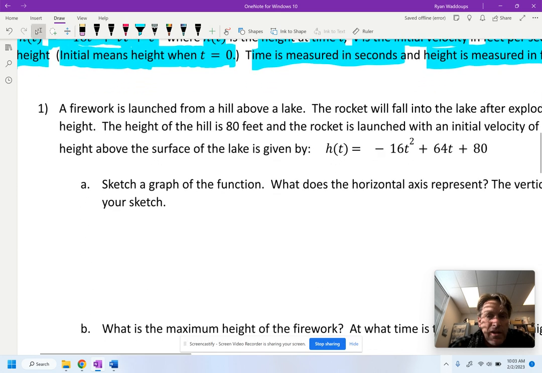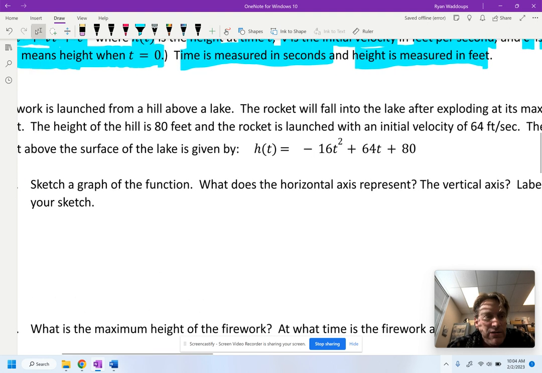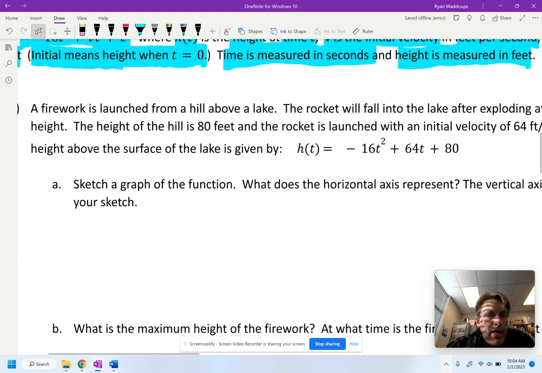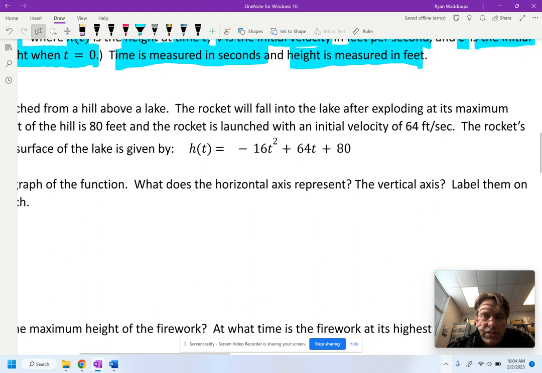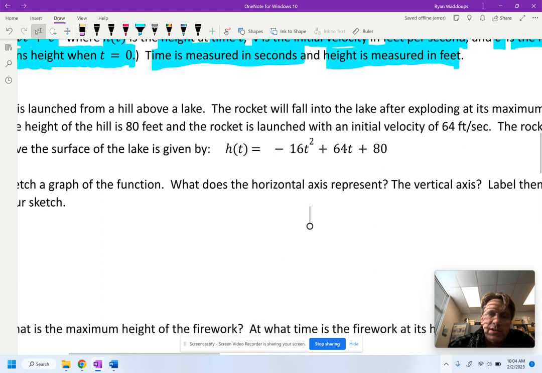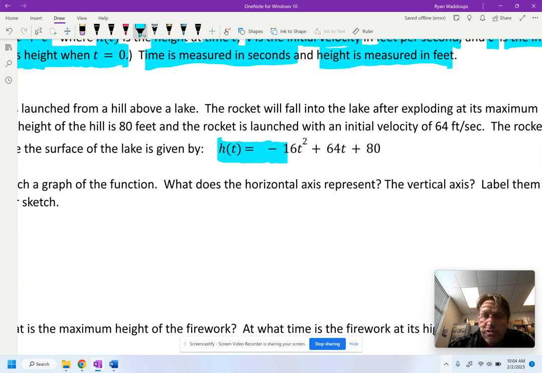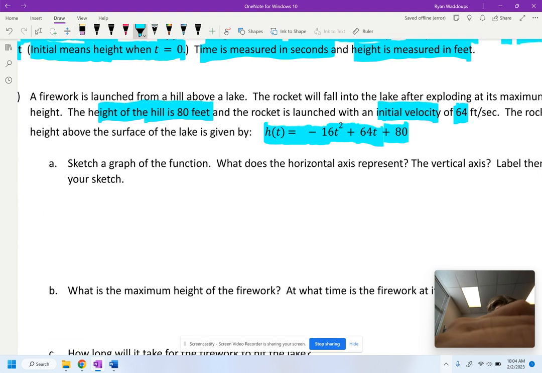A firework is launched from a hill above a lake. The rocket will fall into the lake after exploding at its maximum height. The height of the hill is 80 feet, and the rocket is launched with an initial velocity of 64 feet per second. The rocket's height above the surface of the lake is given by this equation. H of t equals negative 16t squared plus 64t, that's the initial velocity, plus 80, and that's how high it was launched from. So it says sketch a graph of the function.